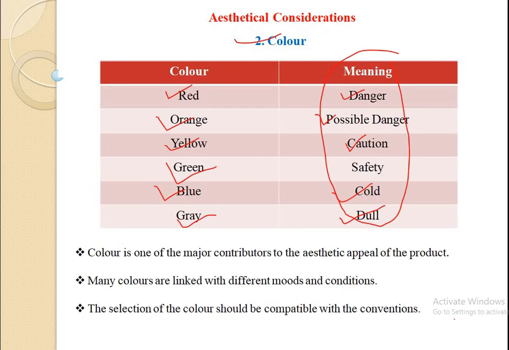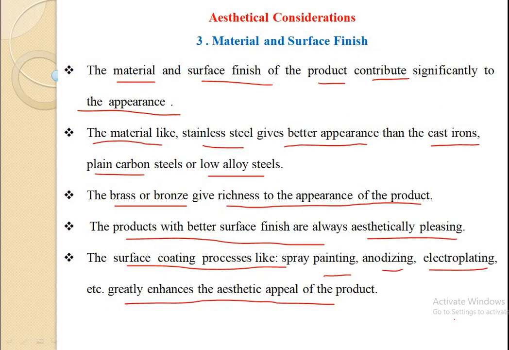Some color codings are used to indicate the functioning of the product. That is red, orange, yellow, green, blue and grey, which indicate the specific functioning of the product, which also adds to the aesthetic parameter of that product, and the material and surface finish. By default, these parameters contribute to the beauty and appearance of the product. Hence, in view of aesthetical considerations, these three parameters are most important, that is the form and shape of the product, colors used for the product, and material and surface finish of the product.